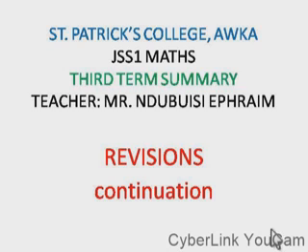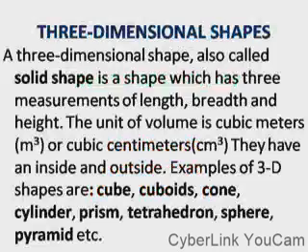Now, in this unit, we'll be talking about three-dimensional shapes. Three-dimensional shapes, as we also call them, solid shapes, have three measurements: length, breadth, and height. We shall be talking about the volumes of various kinds of three-dimensional figures, of which the unit of measuring volume of any substance is cubic meters, which we write in abbreviation as m³, or cubic centimeters, which we write as cm³.